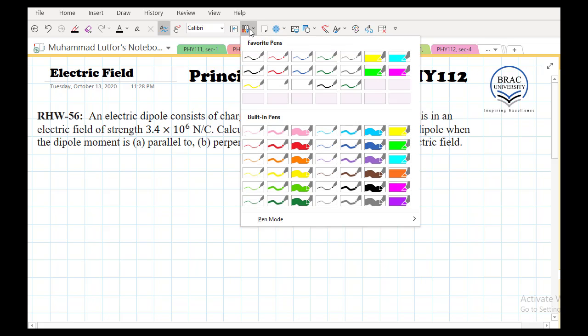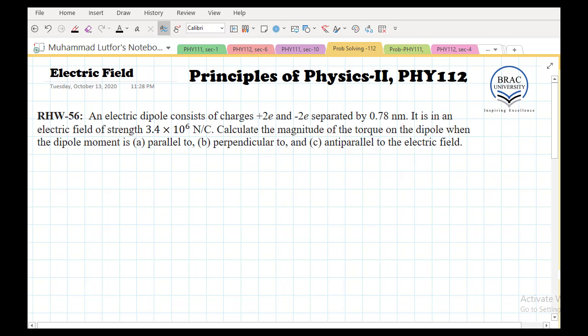They say that an electric dipole consists of two charges, plus 2e and minus 2e, separated by a distance 0.78 nanometer. It is in an electric field of strength 3.4 times 10 to the 6 newton per coulomb. This is the magnitude. Then they say to calculate the magnitude of the torque on the dipole when the dipole moment is parallel to, perpendicular to, and antiparallel to the electric field.